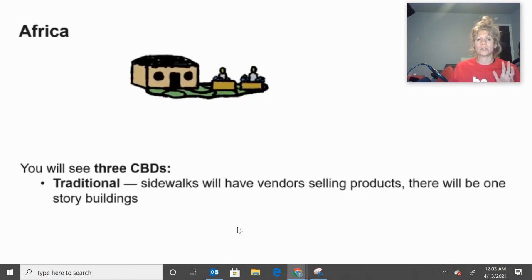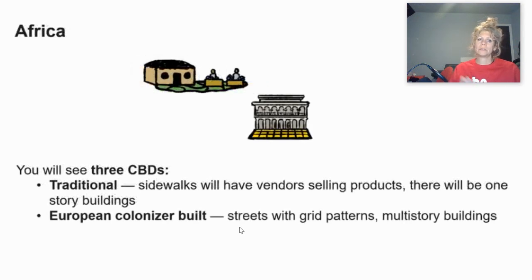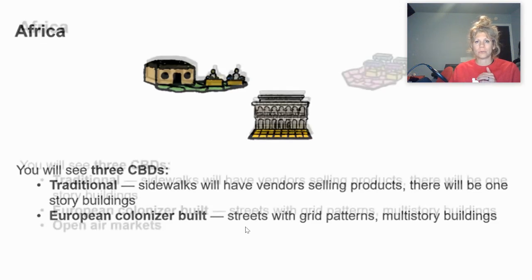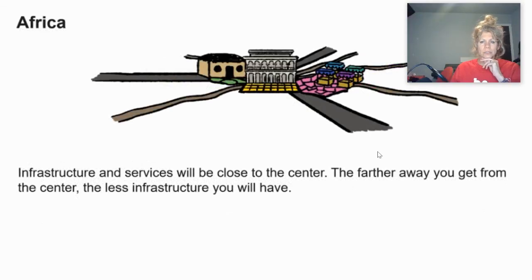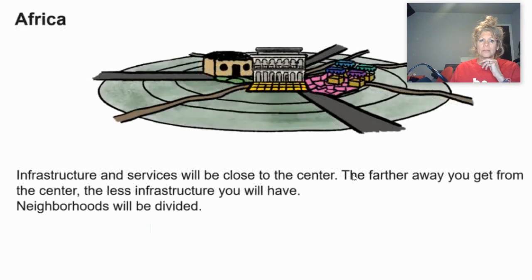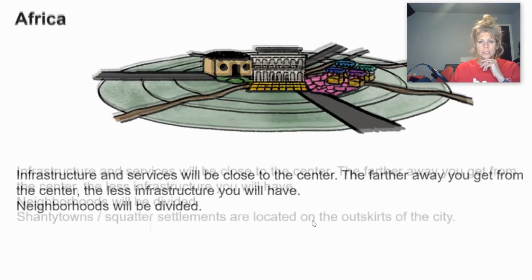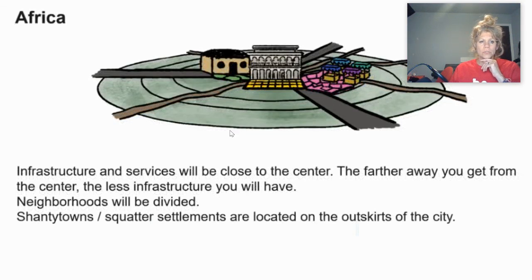You're going to have vendors, lots of winding sidewalks, and only one-story buildings. But remember, the purple area is where you have the European colonizer-built district. These are going to be more like blocks and street grid patterns, and you're going to have multi-story buildings here. Then that last area is going to be your open market area. Then we're going to see that infrastructure start to come out, and then you have your surrounding divided neighborhoods. And again, remember, in the outermost zone, you're going to see those squatter developments or shanty towns located on the outskirts of the city.